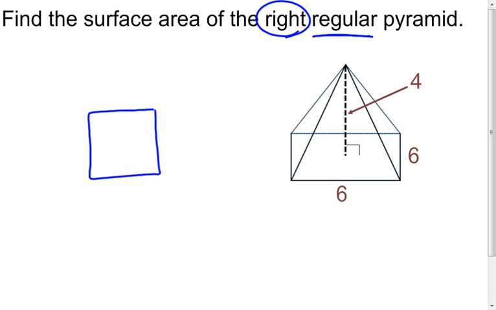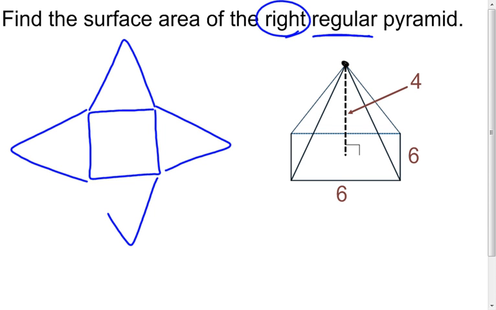And now, being that it's a right pyramid, that means that essentially if I were to take the apex of my pyramid up here and drop it directly down, it's going to hit the center of my square, which then means all the triangles on my pyramid are going to be congruent. Which makes it nice because now if I can find the area of one of the triangles, I just have to multiply it by 4 for all of them.